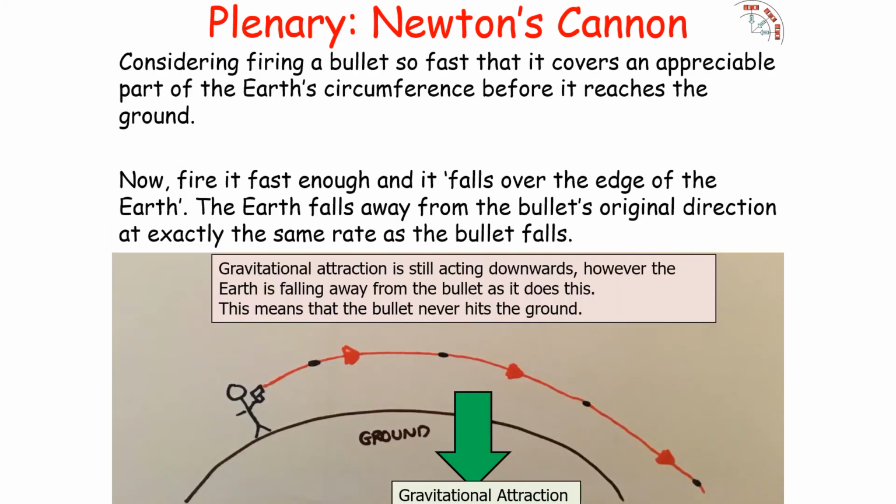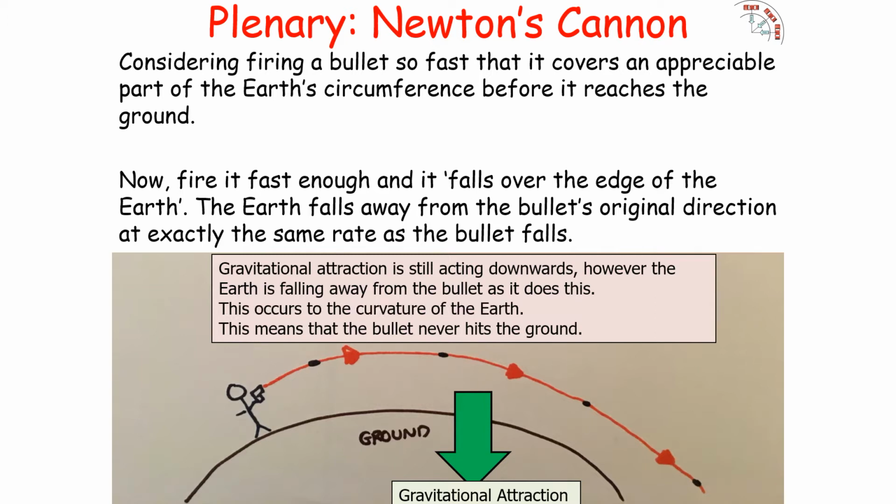Now let's consider firing a bullet so fast that it covers an appreciable part of the Earth's circumference before it reaches the ground. If you fire it fast enough, it falls over the edge of the Earth. So the Earth falls away from the bullet's original direction at exactly the same rate as the bullet falls. Gravitational attraction is still acting downwards, however the Earth is falling away from the bullet as it does this, which means the bullet never hits the ground. This occurs due to the curvature of the Earth.